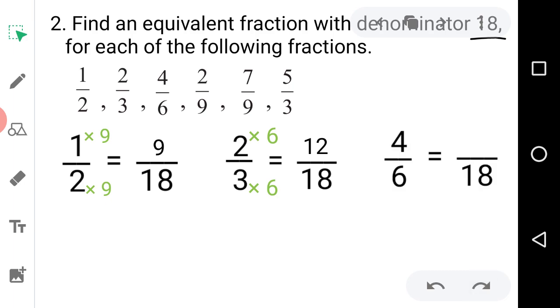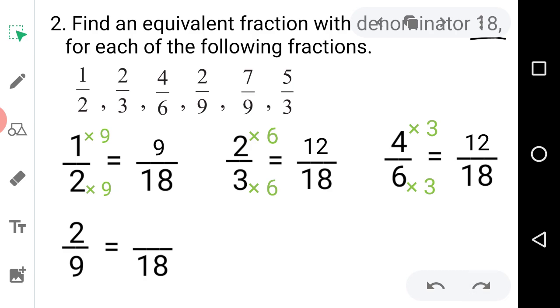Now see the next one. Next one is 4 upon 6. Again here we have to just find the numerator. So first we see the relation between 6 and 18. How do we get 18 from 6? By multiplying. If we multiply 6 by 3, we get 18. 6 3s are 18. So here we need to multiply 4 by 3. 4 3s are 12. So we get an equivalent fraction 12 upon 18 of 4 by 6.